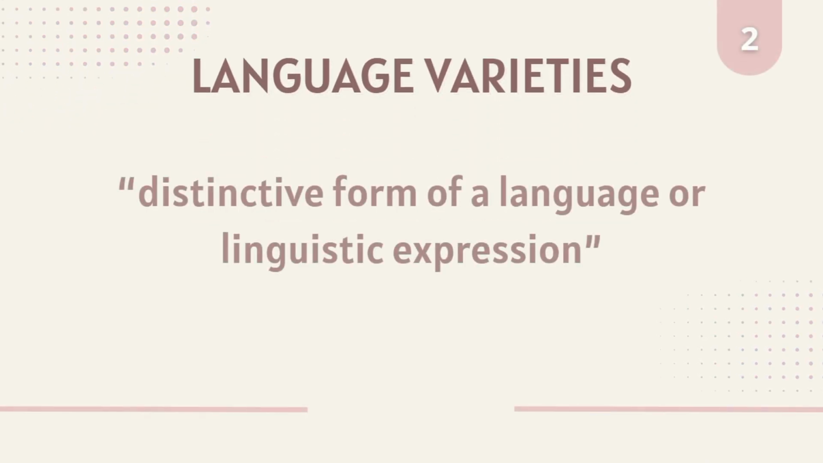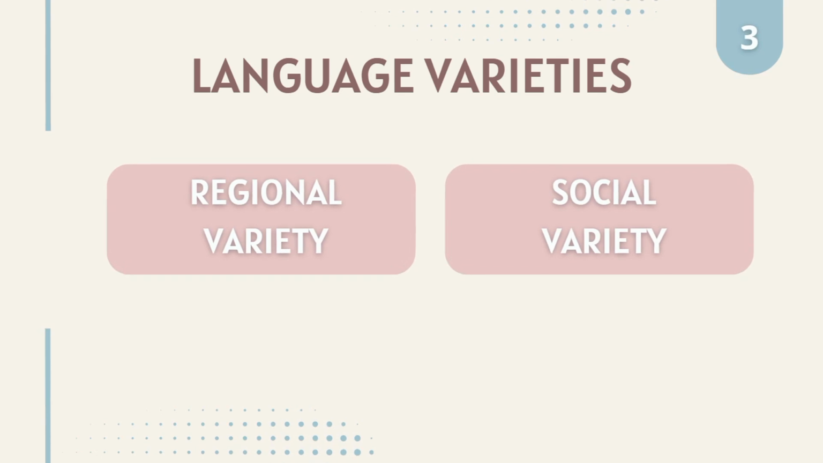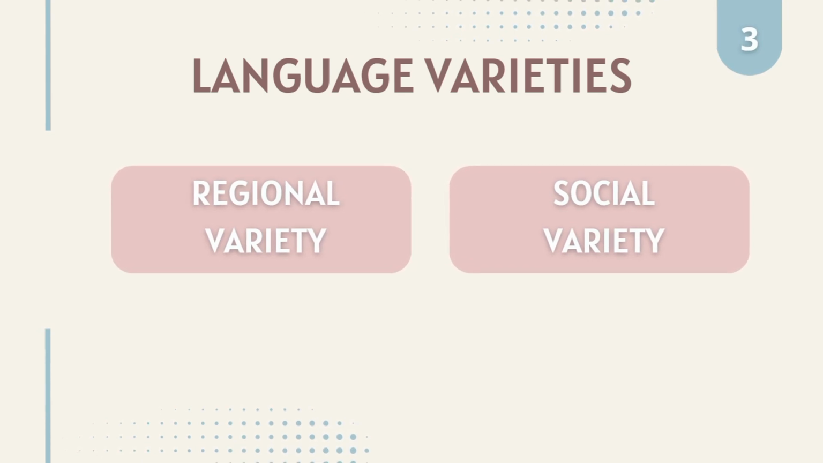Language variety is a distinctive form of a language or linguistic expression. These are the particular languages used by people in a certain place and social class. It can be classified into regional variety and social variety.